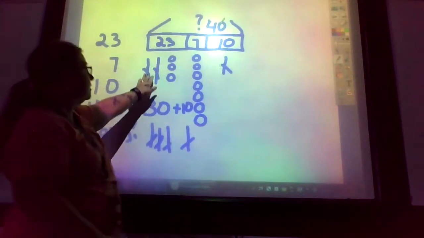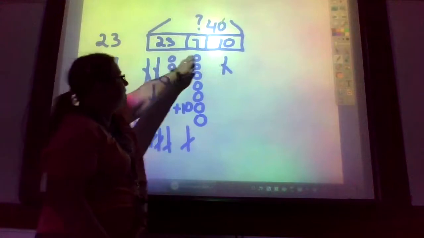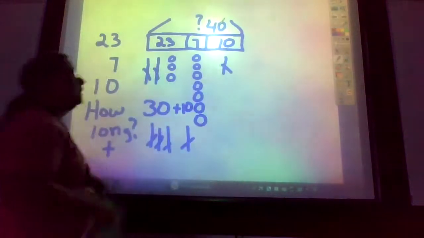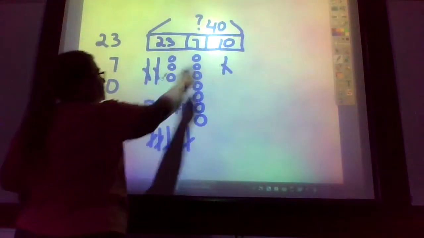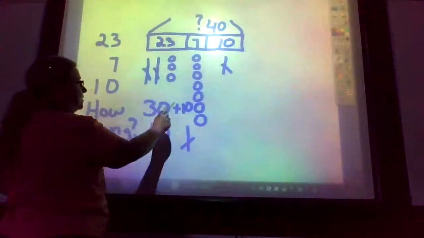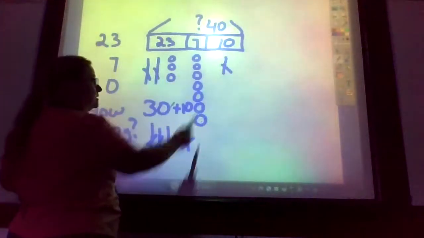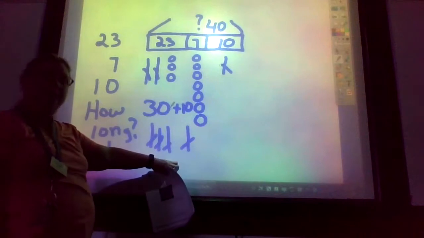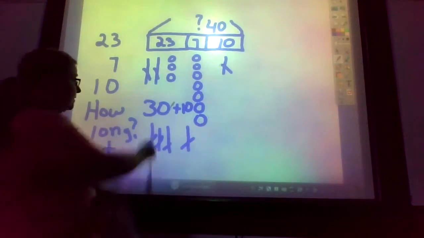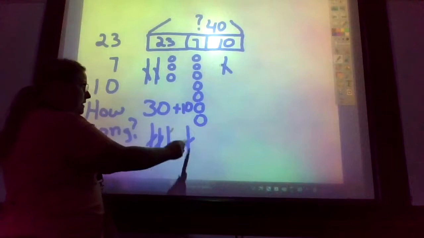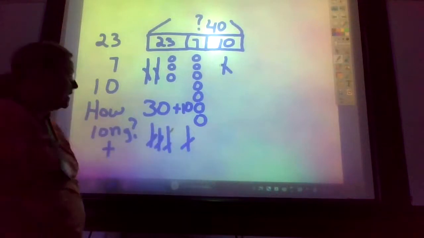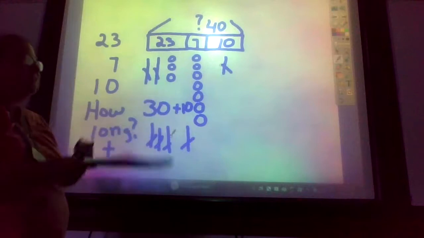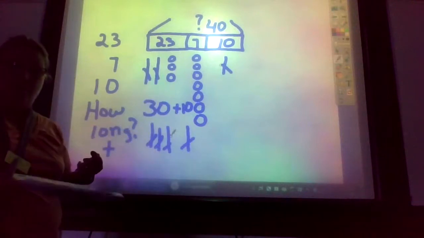So I did my quick draws. Here's my 23. Here's my 7. And here's my 10. I went back and I counted 10, 20, 30. That's where I got my 30. I counted my circles. I have 10. I redrew some more quick draws. 10, 20, 30, and a 10. And then I just counted them up by 10s. 10, 20, 30, 40. The puppet is 40 centimeters long.